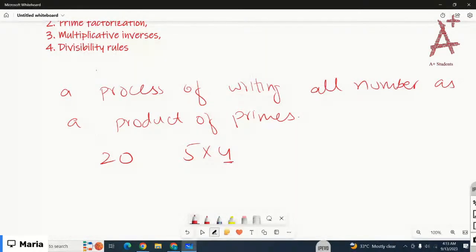How do you write the prime factors? You have to divide the number by the smallest prime number, right? The smallest prime number that can divide 20 is 2. Let's divide 20 by 2. You have to keep dividing until you get the answer 1, right? 20 divided by 2 is 10. Now you have to divide this 10 again by the smallest prime number. Which is the smallest prime number that can divide 10? That is again 2. So 10 divided by 2 is 5.